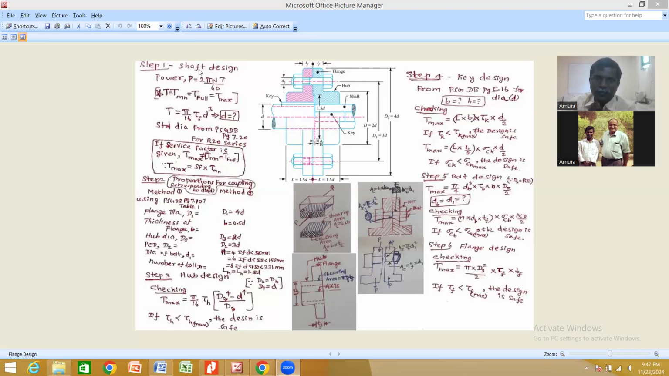So the first step, we have to design the shaft. That means we have to find the diameter, for which we are going to select the flange coupling. For that, we have to use the power formula, that is P = 2 pi N T by 60. Whenever we consider the shaft, we should know how much power it is going to transmit and how much RPM it is going to rotate. That will always be given as an input for any problem. If power and speed are given, we can find the torque.